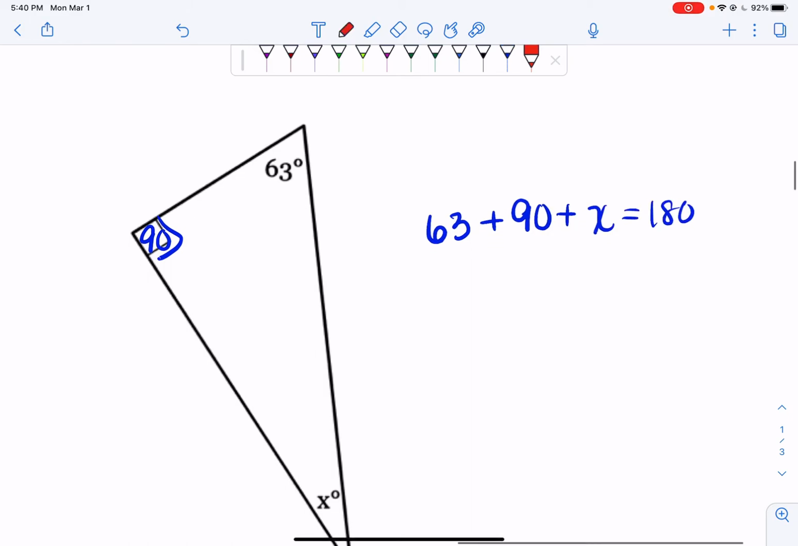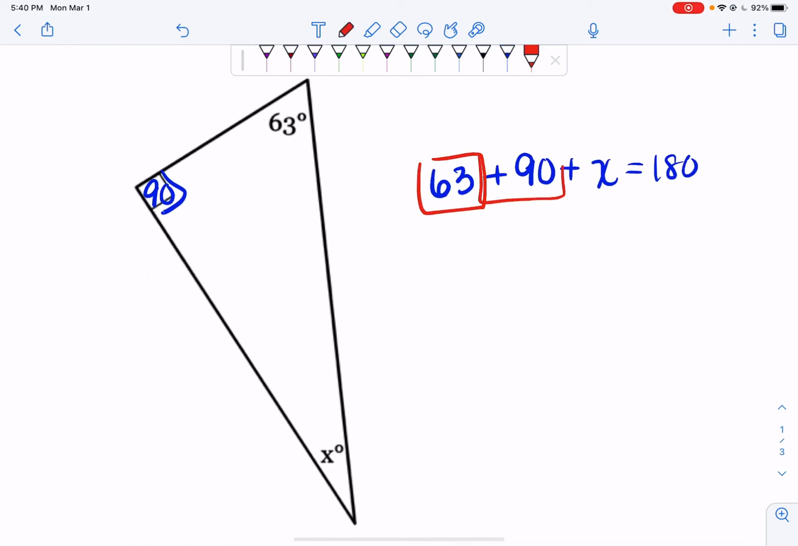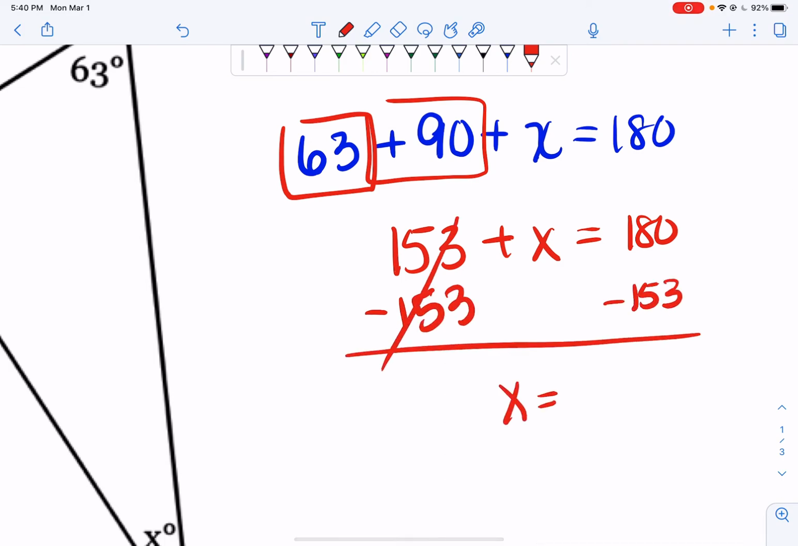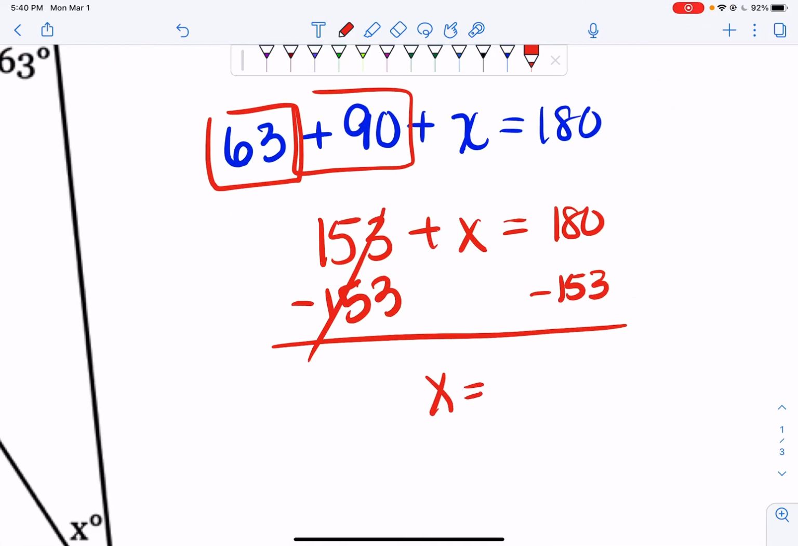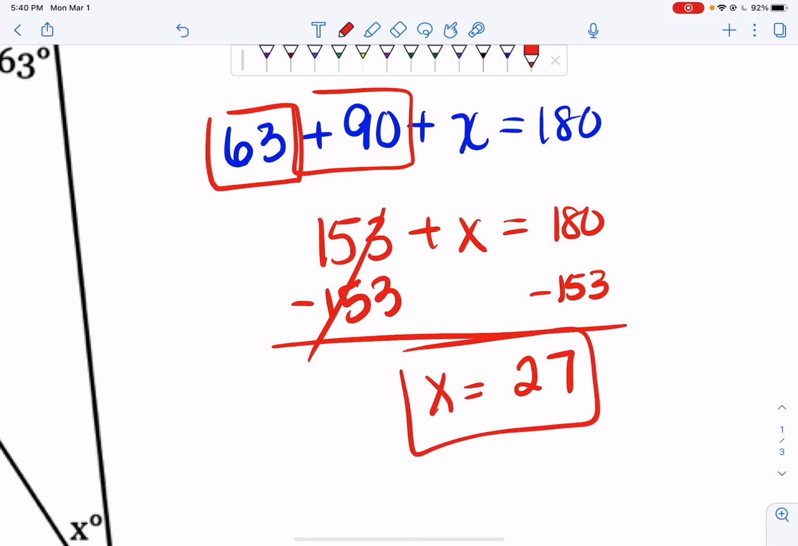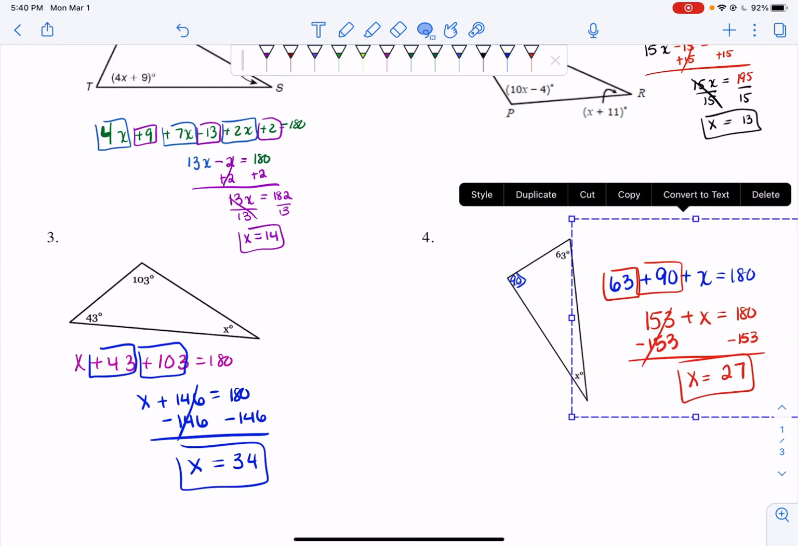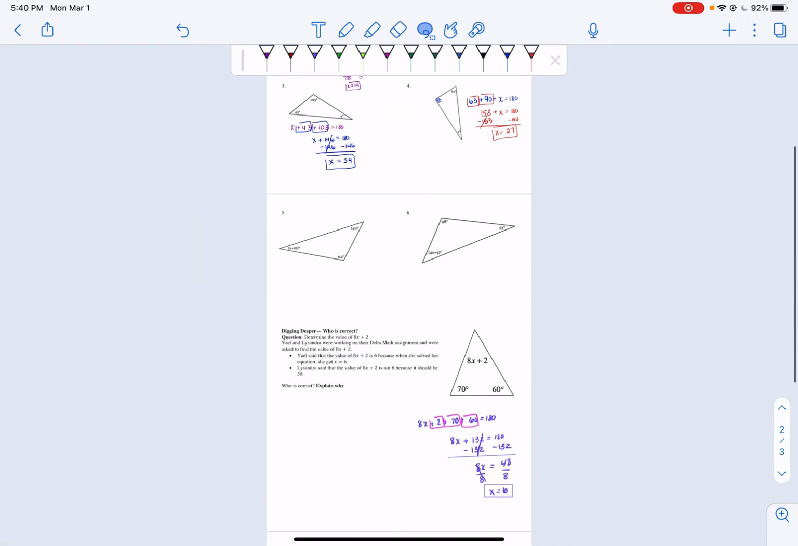So the first thing I'm going to do is combine those like terms, 63 and 90. Well, 63 plus 90 is 153. So I subtract 153 from both sides of my equation. And I get x is equal to 180 minus 153, which is 27. Let's make it a little bigger in case you can't see it. Good.